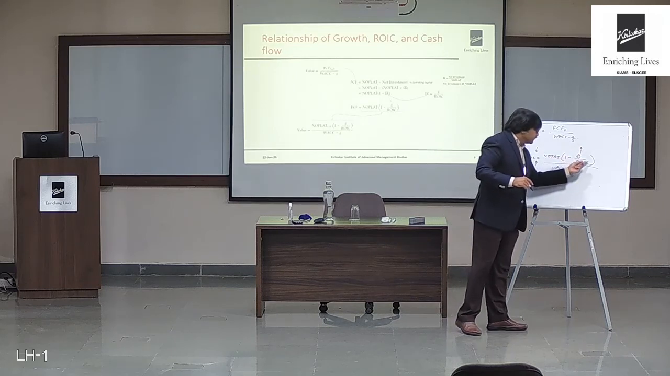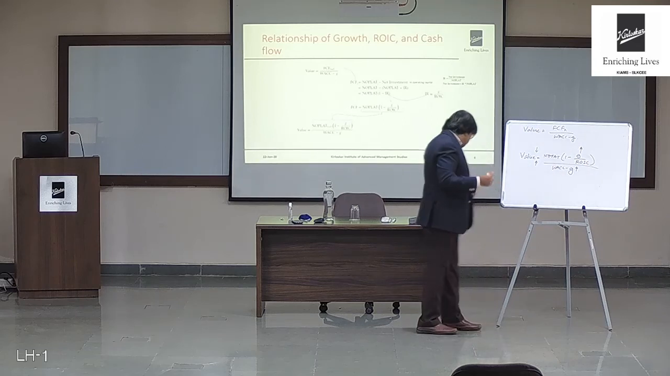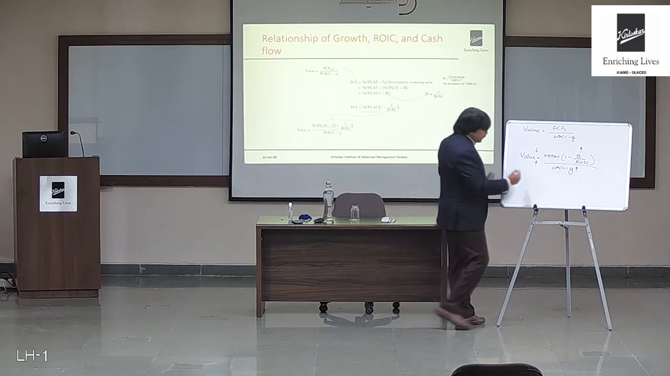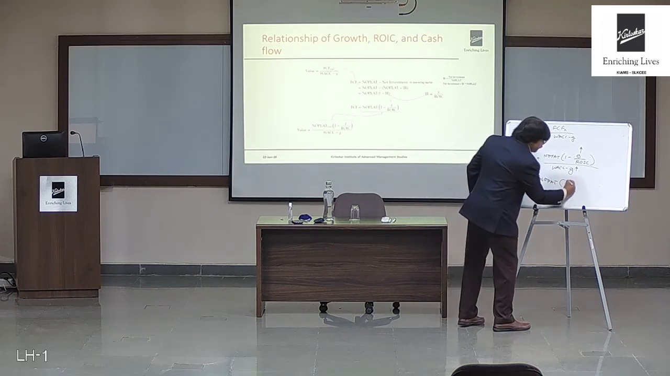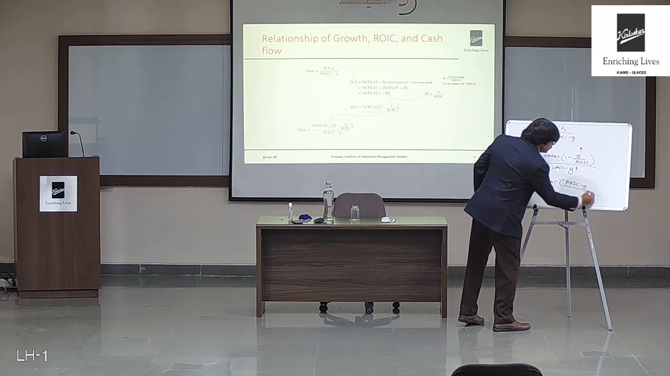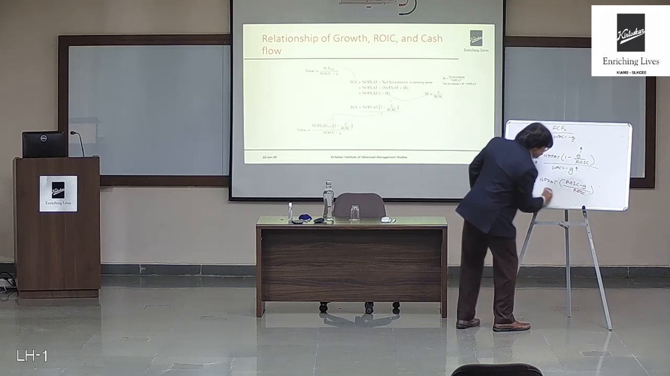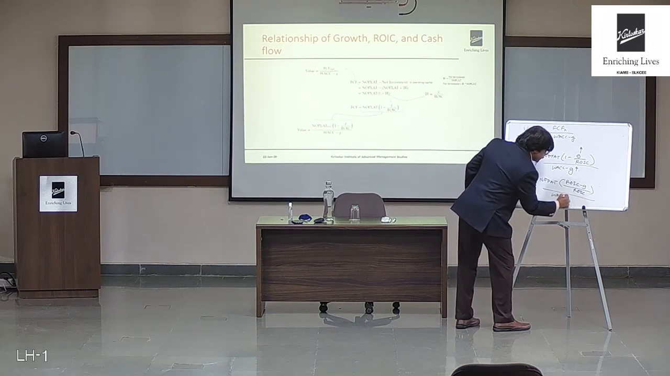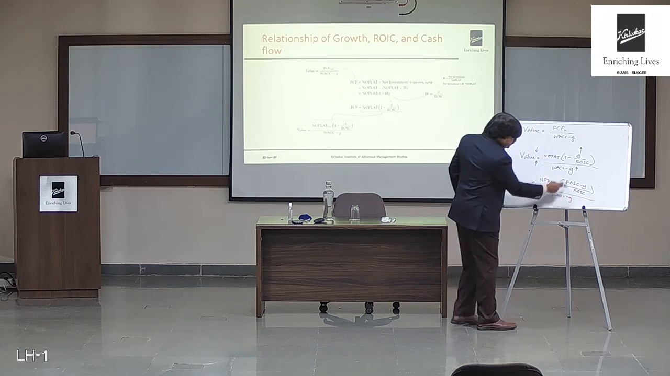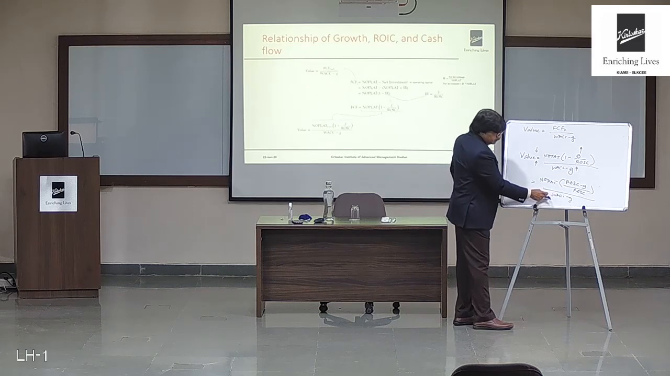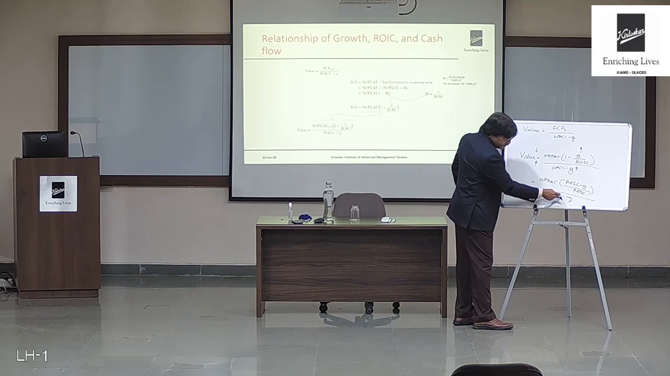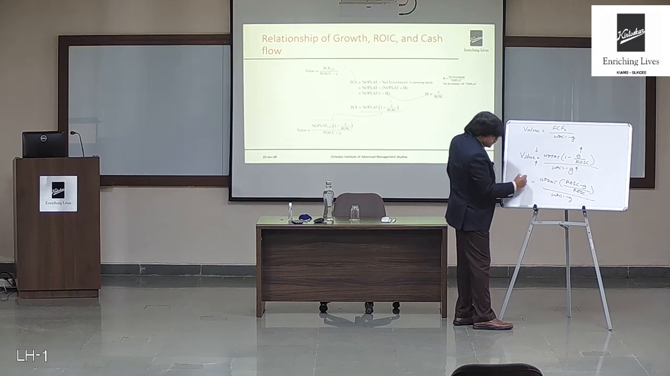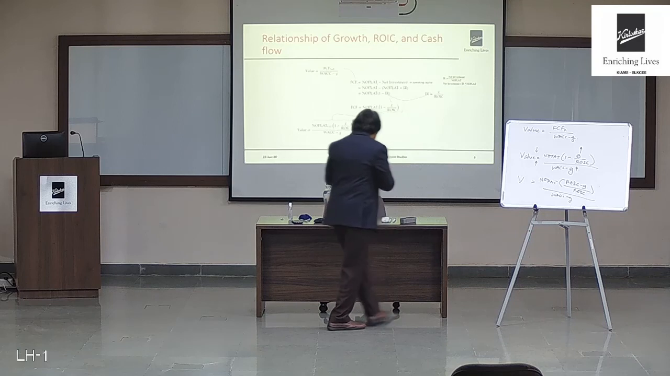What happens if ROIC increases? Now that is where we need to rewrite this equation in different terms, that we will write like this: NOPAT into ROIC minus G divided by ROIC, the entire thing divided by WACC minus G. Now you can see that ROIC minus G and WACC minus G. So if ROIC is increasing but more than the WACC, then value increases. Now we are going to see that with a simple example here.